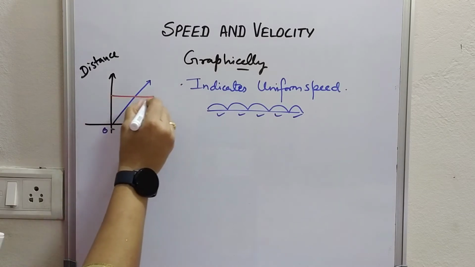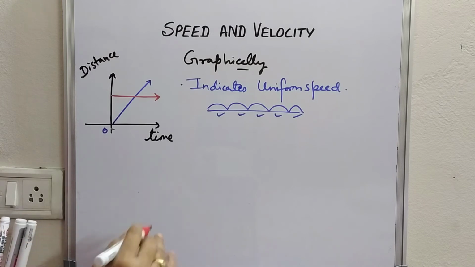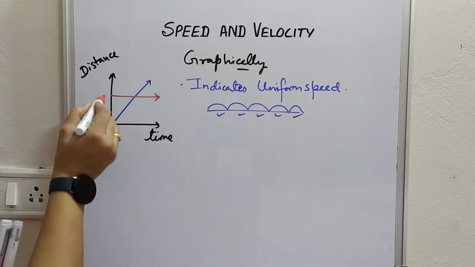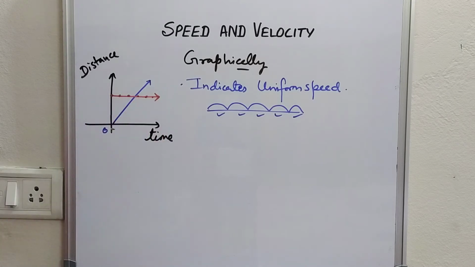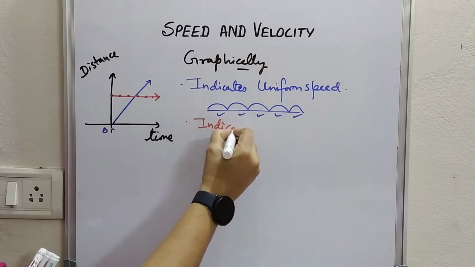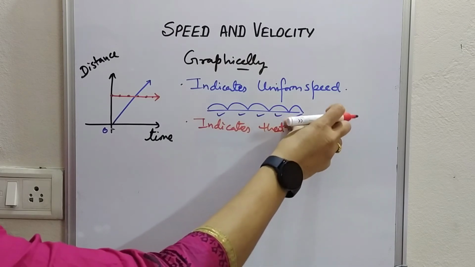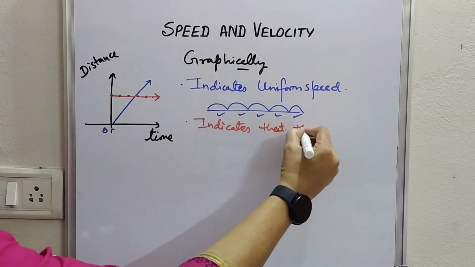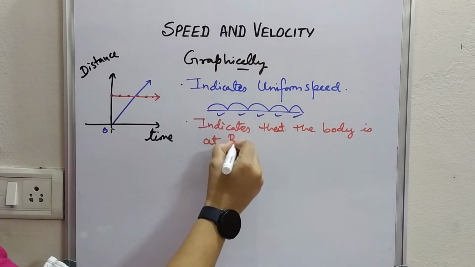If the graph of distance versus time is a straight line parallel to x-axis, its meaning is as the time increases, the position of the body is the same. That means the location of the body did not change. So the body has not changed with respect to its surroundings, though time has changed. So such a graph indicates that the body is at rest, or the object is at rest.